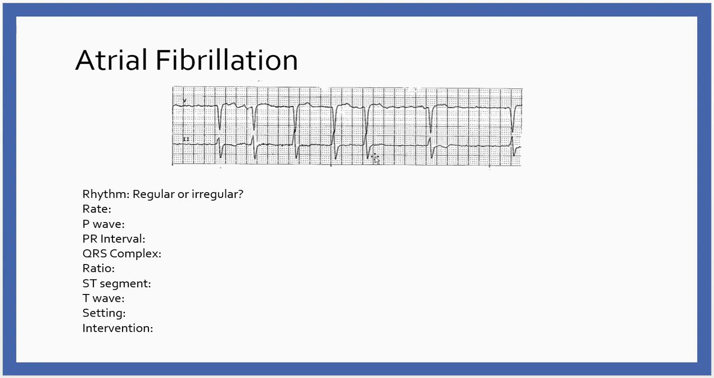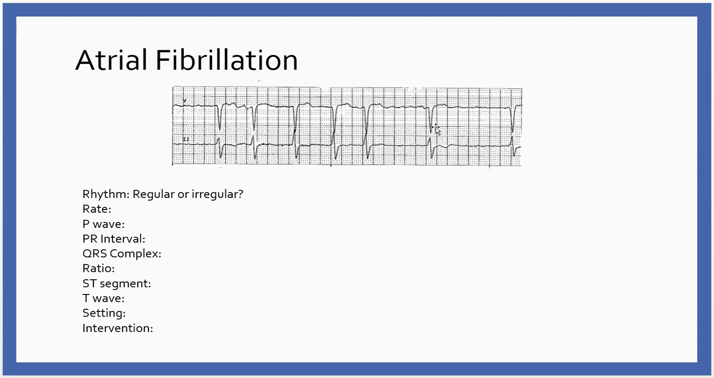Now, in terms of identifying this as a rhythm strip, it's easy. There's really only a couple things you need to look at. So let's go through it. Rhythm, regular, irregular, and you can see it's irregular. I mean, you don't even need to take some paper and mark that to see that you've got an irregular rhythm. Rate, we're certainly going to calculate that. So I've got a mark here, here, and here. So between our 6-second strip, I'm going to count 1, 2, 3, 4, 5, 6 complexes.